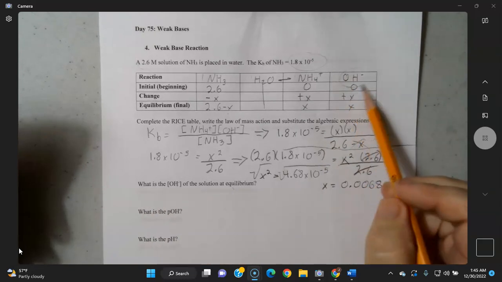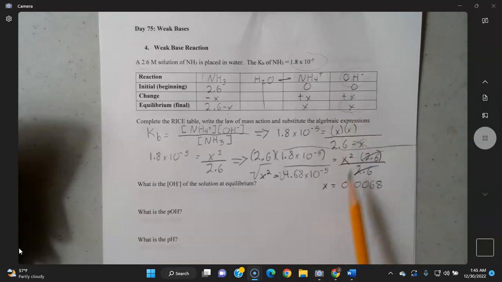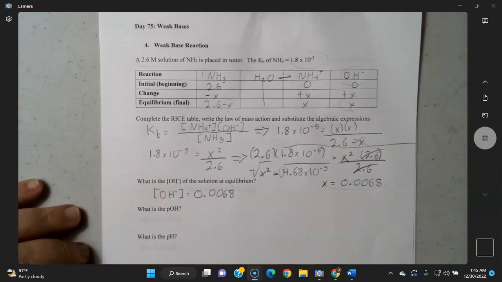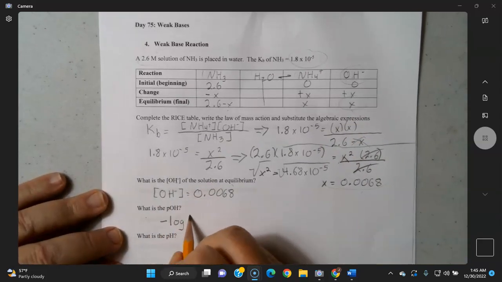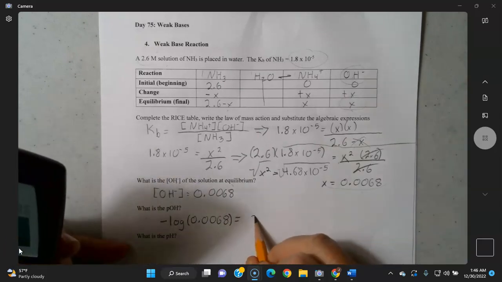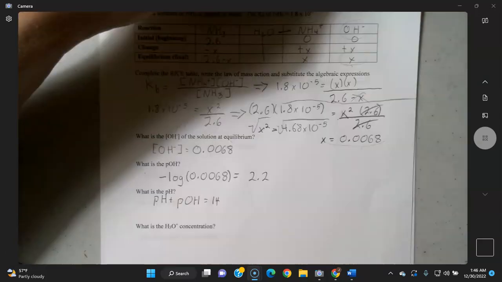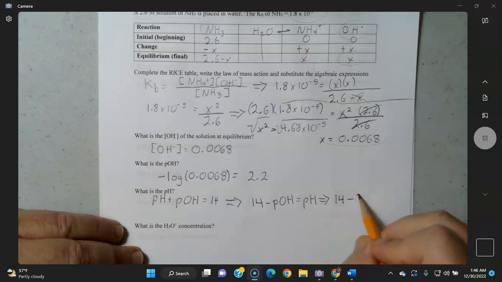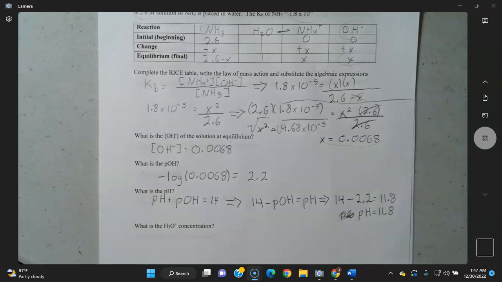All right, what is the hydroxide concentration of the solution at equilibrium? So hydroxide concentration is whatever's on the equilibrium line underneath hydroxide. It's x, so this is it right here. All right, what is the pOH? So it's the negative log of that number, and it's 2.2. All right, what is the pH? And there's the pOH. A very high pH number means it's a basic solution, not an acidic solution.